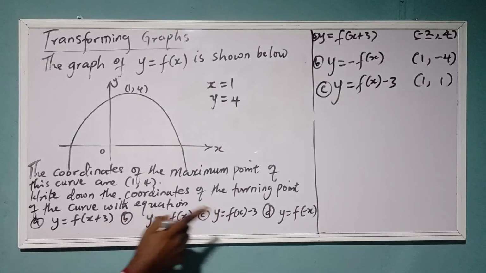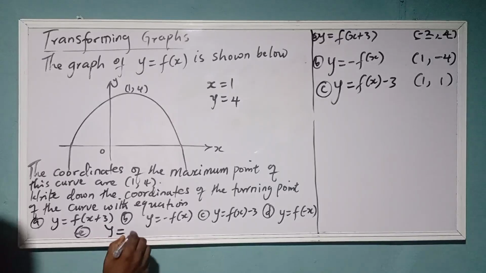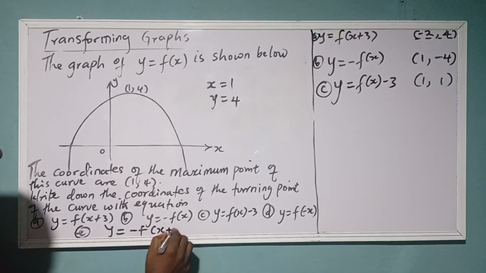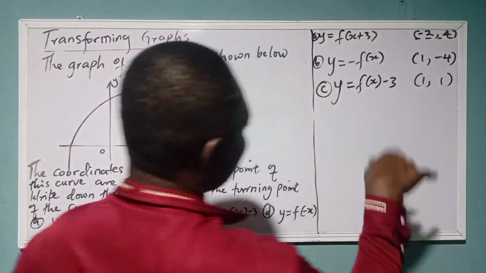Let's say this is E. Let's say y is equal to minus f of x plus 4. Let's do it this way. So you can see that there is transformation for y and there is that for x. So we're going to work that one at the end.